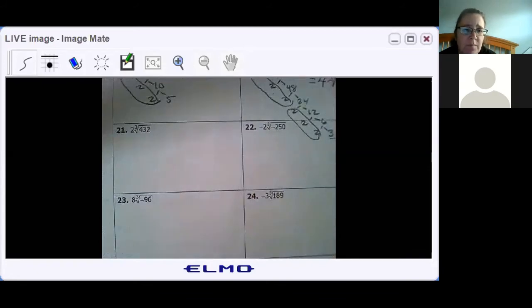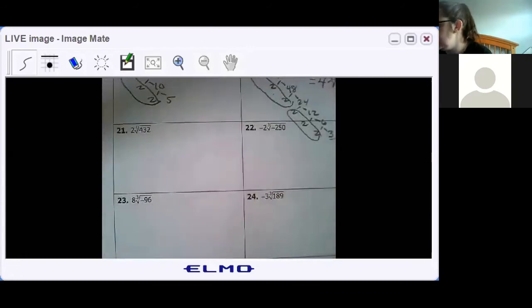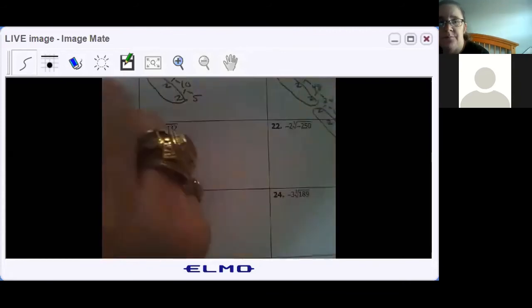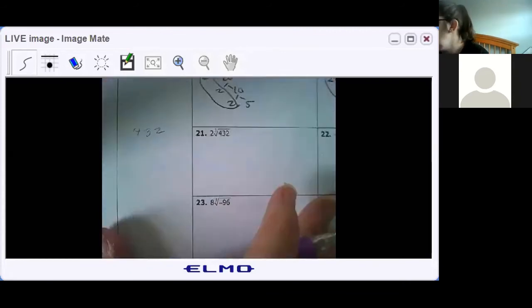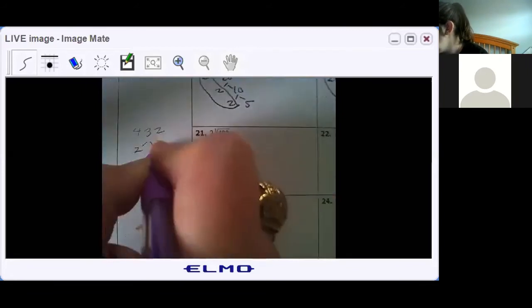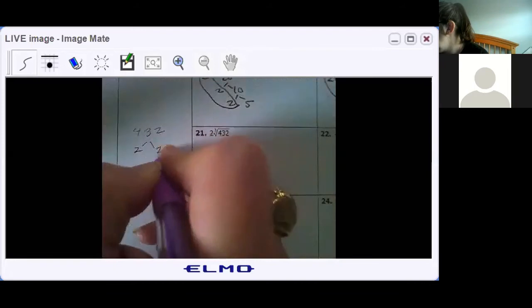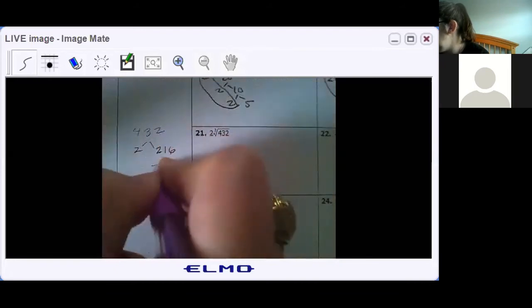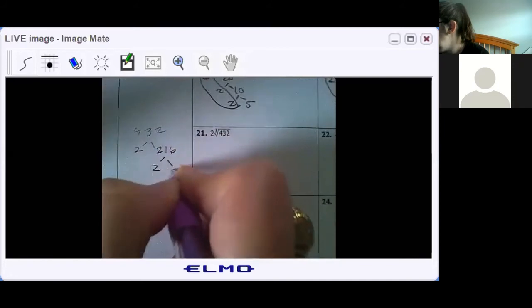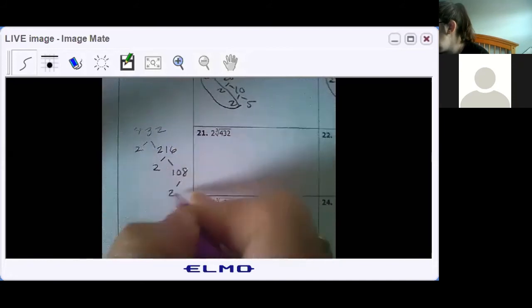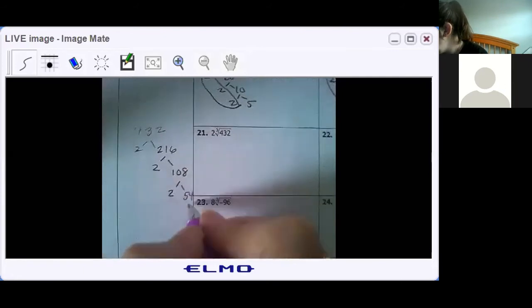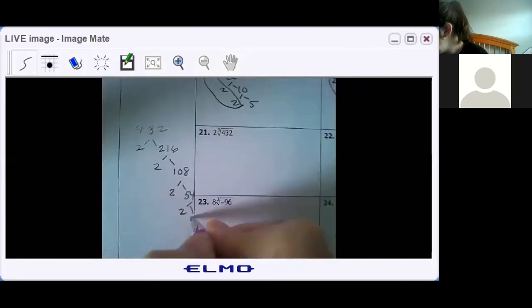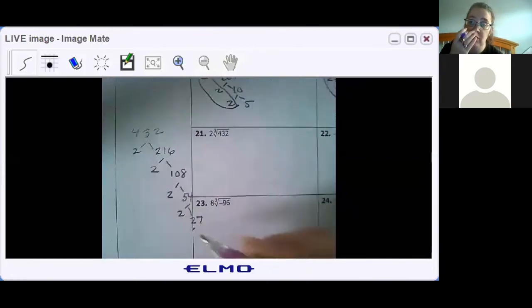Number 21. 2 times the cube root of 432. Well, 432, I'm going to give myself more space over here. Okay? It's even, so I can divide by 2. That's 216. Divide by 2 again. That's 108. Divide by 2. That's 54. Divide by 2, that's 27. Now, 27 is not an even number, so now I have to pick other numbers.